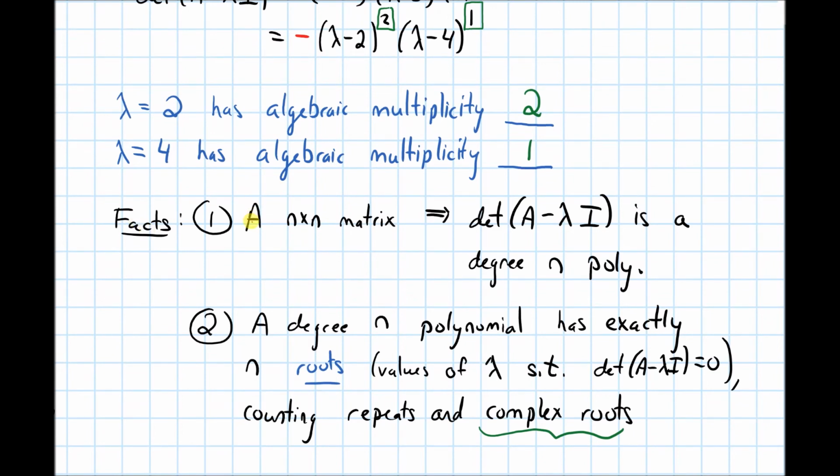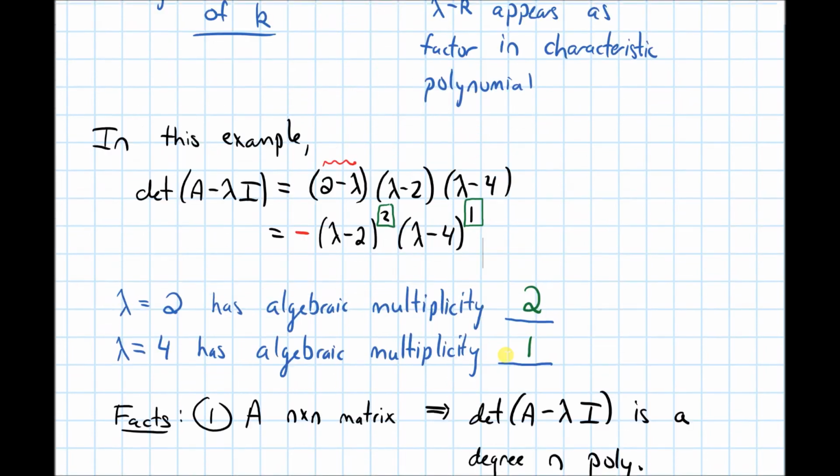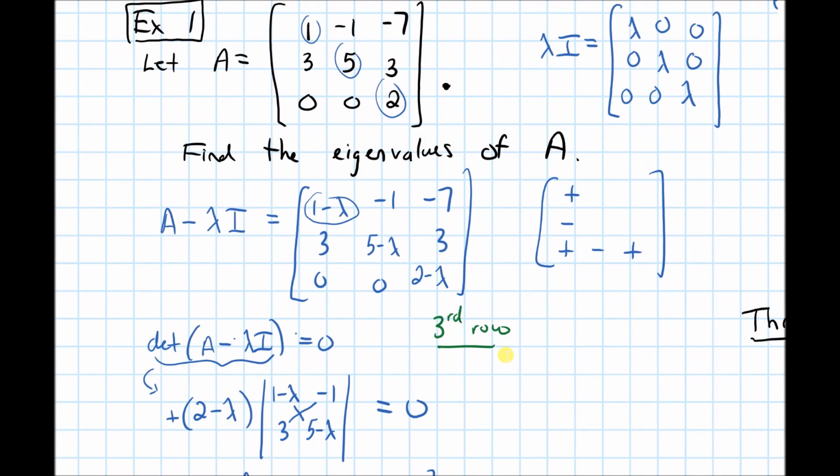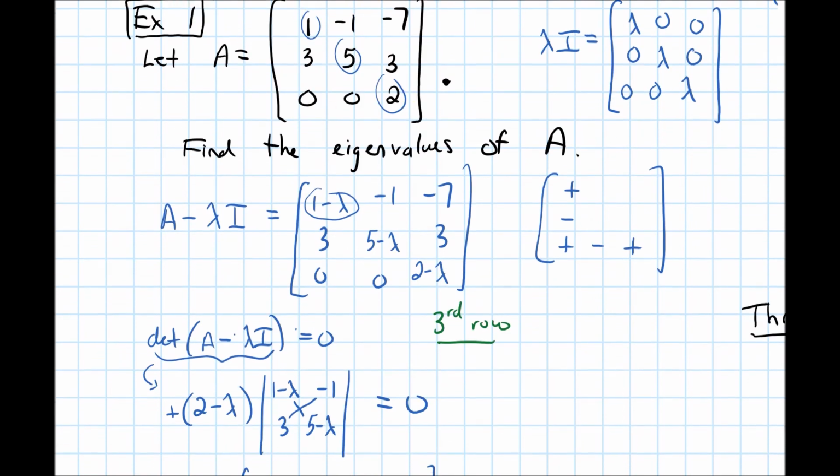So the first is, if A is an n by n matrix, then when we compute the determinant of A minus lambda I, that is going to be a degree n polynomial. So for example, in the example that we looked at, we had a 3 by 3 matrix.